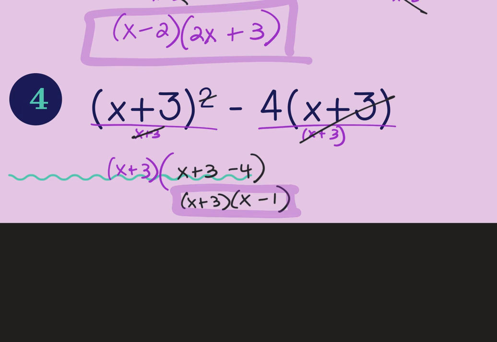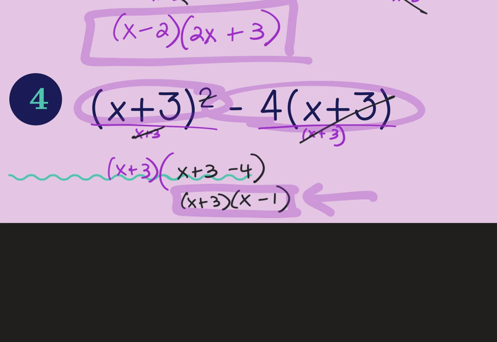I don't have to use a special product, but I would use the special product on the x plus 3 squared. I would FOIL that out. I would distribute this, combine my like terms, and then compare it to this FOILed. So the check on there is not as easy.